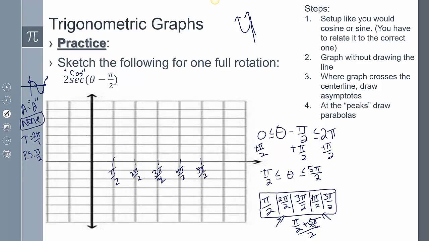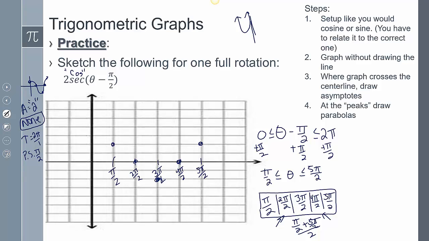Now, sketching that cosine graph, we know the amplitude is 2. We know it's going to cross the center line. We know it's going to go below, cross back at the center line, and go back above. But that's where graphing the quote-unquote cosine graph stops. We're no longer going to graph that graph like that anymore.